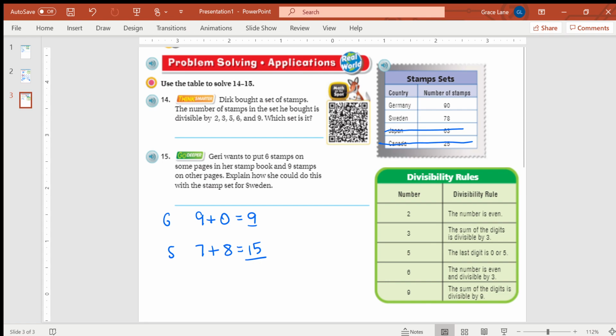So now move on to 5. The rule for 5 says the last digit is 0 or 5. Looking at my 2 numbers left, I know that Sweden cannot be divided by 5 because it ends with an 8. So the only answer that makes sense logically left is Germany. And if you, for some reason, didn't want to use your rules, another way to find divisibility is doing long division for each one of those. And so I hope that you see that the divisibility rules might save you some time.